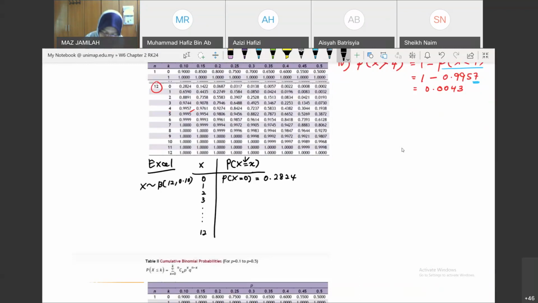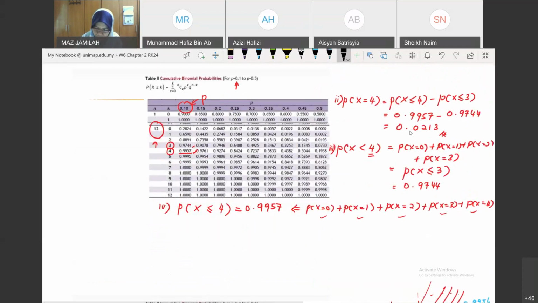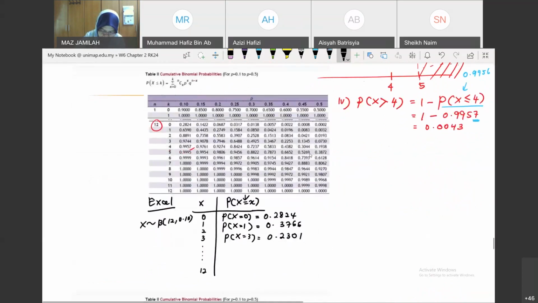For P(X = 1), the probability is 0.3766. For X equal to 3, it is 0.2301. Now let us look at one simple example. Now we choose this one. Okay, X is equal to 4. Now let me add 4.